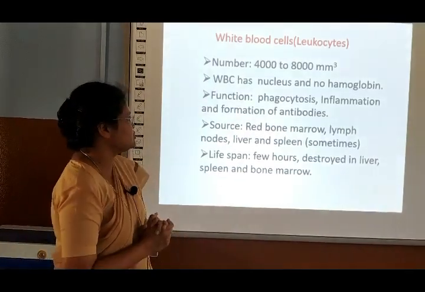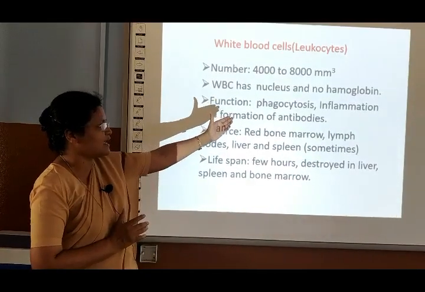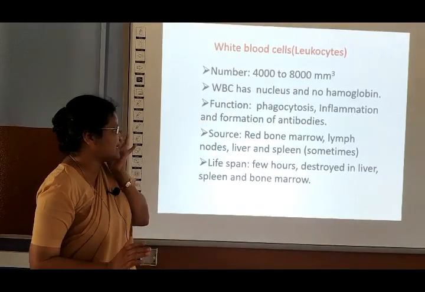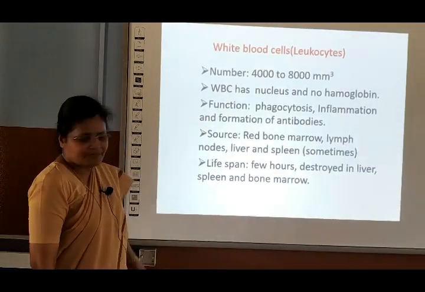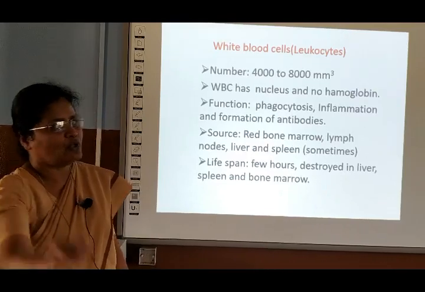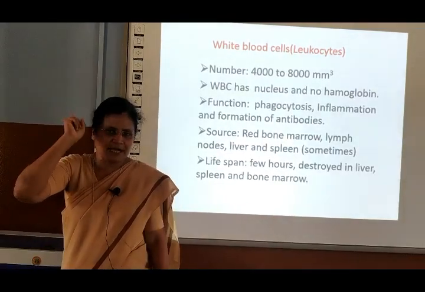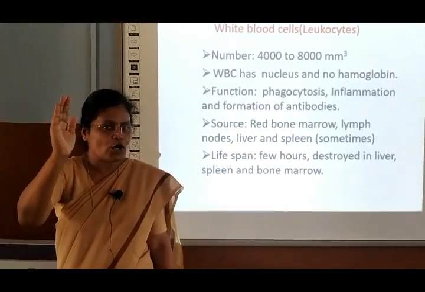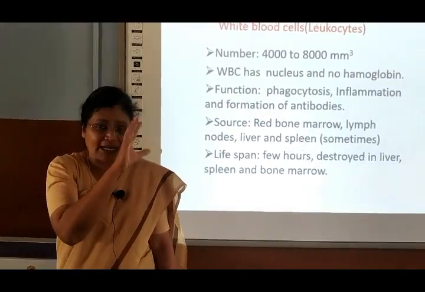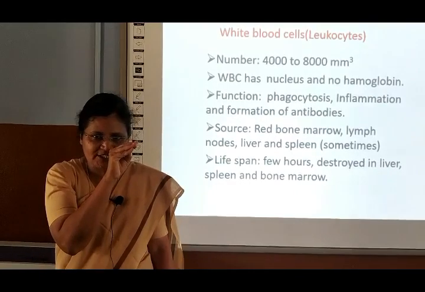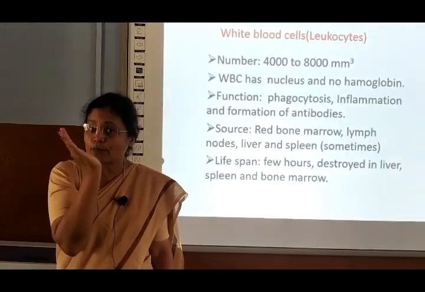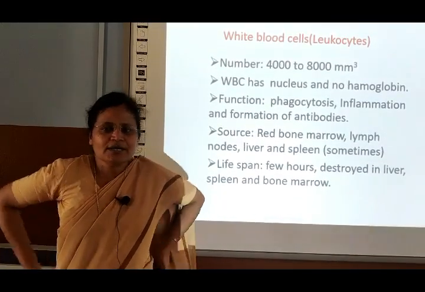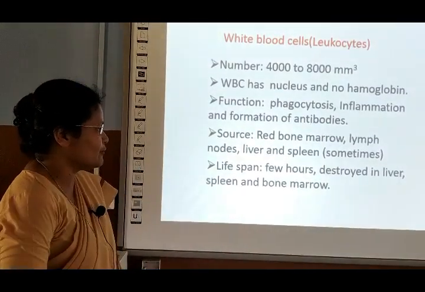Now just know the function. The functions are phagocytosis, inflammation and formation of antibody. I will teach you what phagocytosis is. Then you have the source, where is it produced? Where was RBC produced? In adults, in the marrow of long bones, the red thing inside the bone. So the marrow of long bones, your breastbone, your rib bone and your girdle, hips or ilium of the girdle.